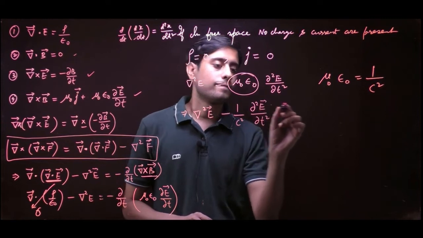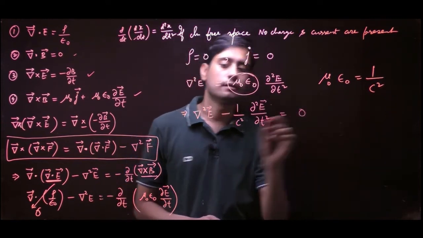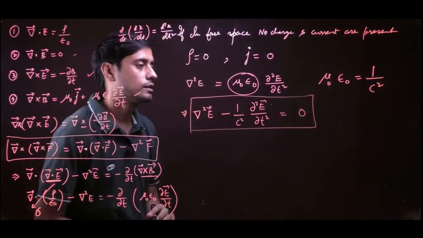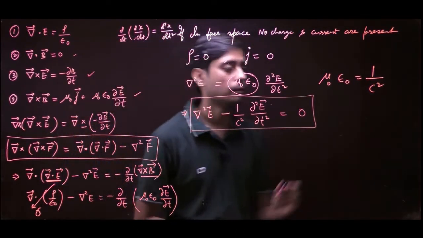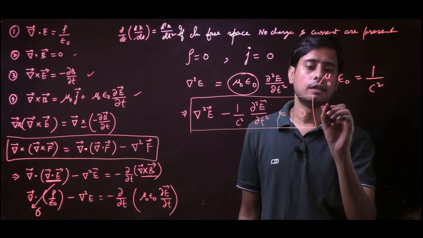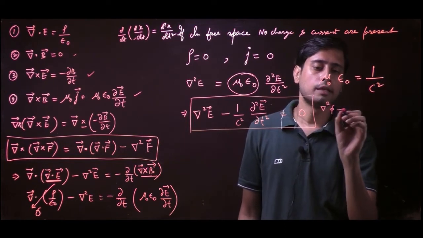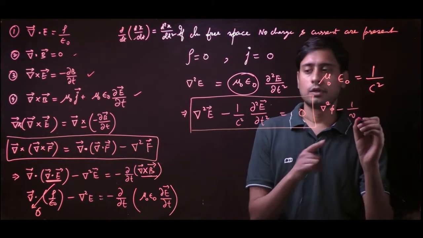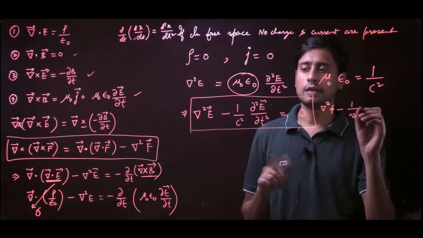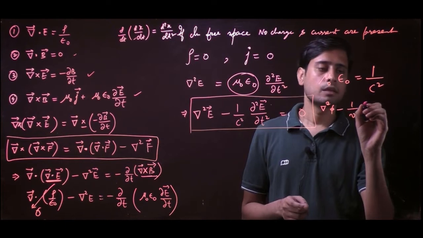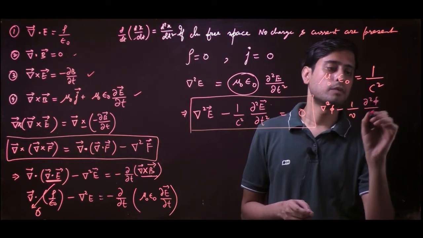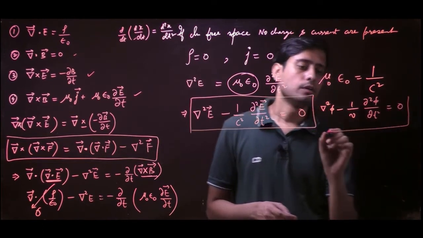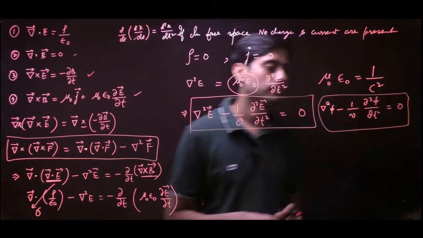So you get an equation which looks like a wave equation. Every wave equation has the form del squared phi minus 1 upon v squared, where v is the speed of the wave in that medium, into del squared phi upon del t squared, equal to 0. This is the usual form of a wave equation.